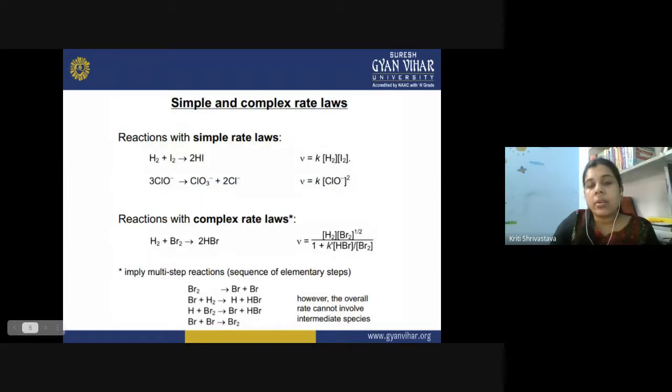Now let us see what we mean by simple and complex rate laws. Reactions with simple rate laws are reactions which take place in one step, like H2 plus I2 gives 2HI, a one-step reaction. If you write down the rate of the reaction V, it will be equal to k [H2][I2].